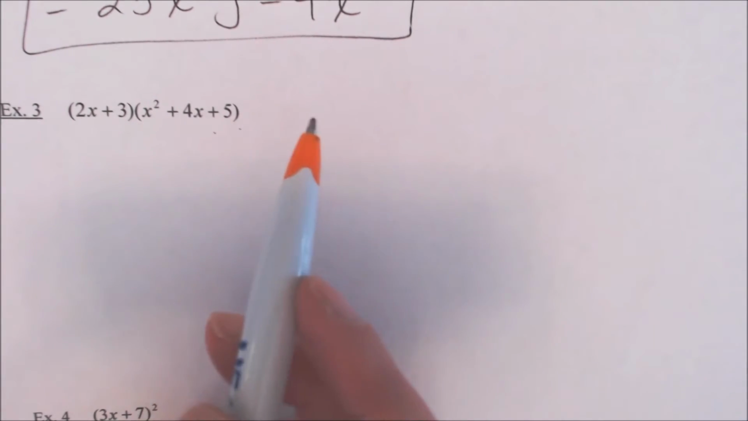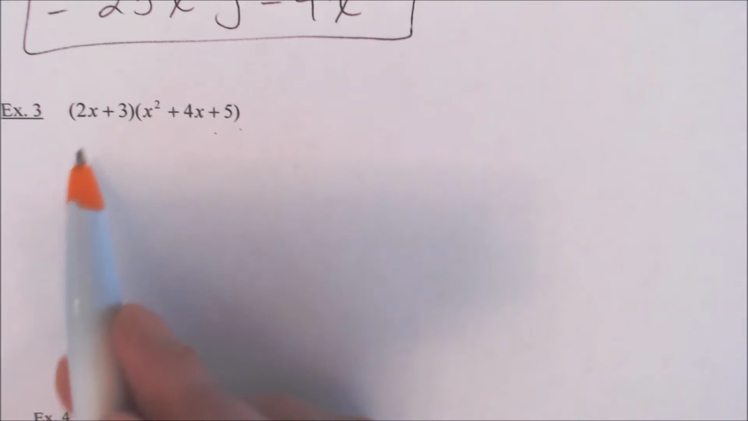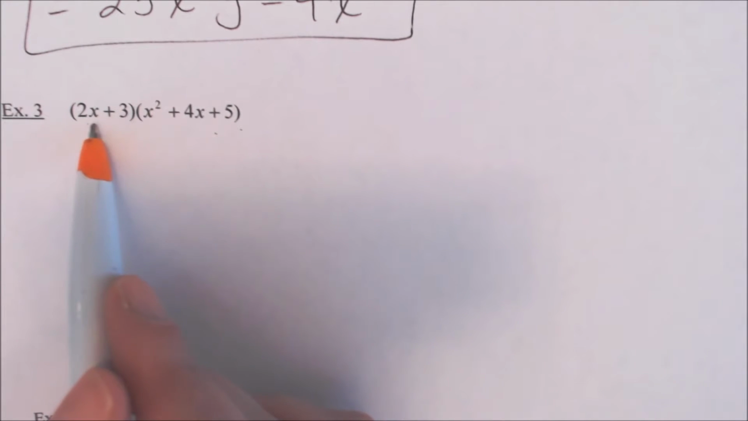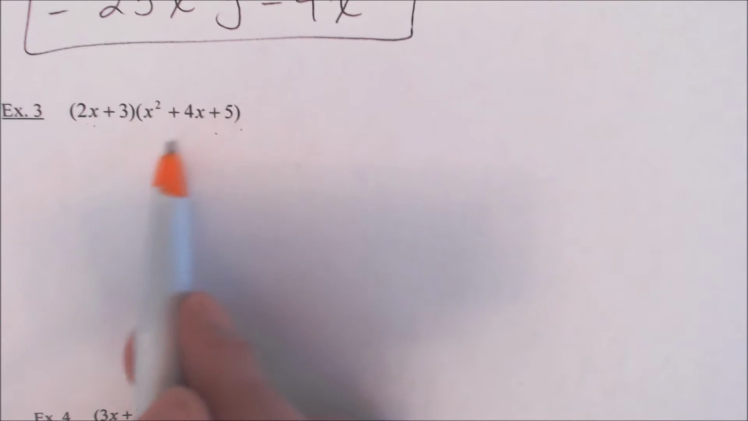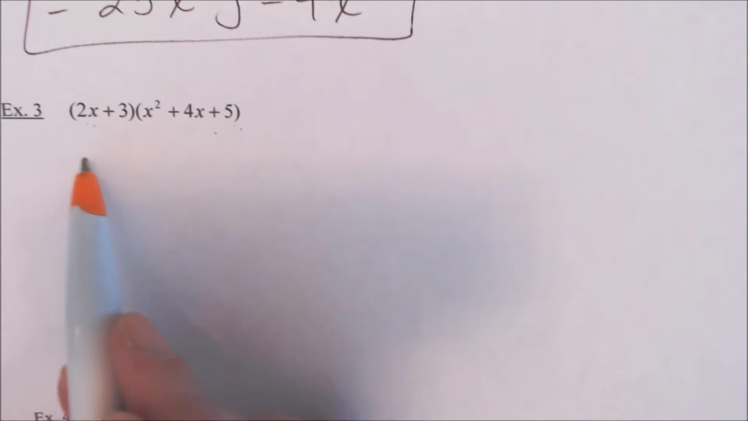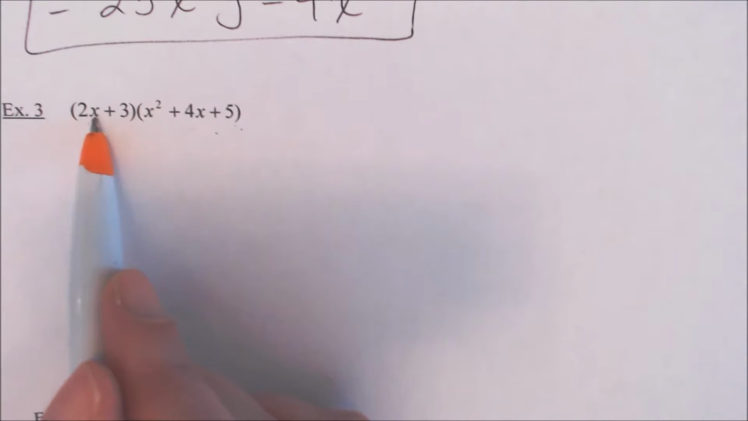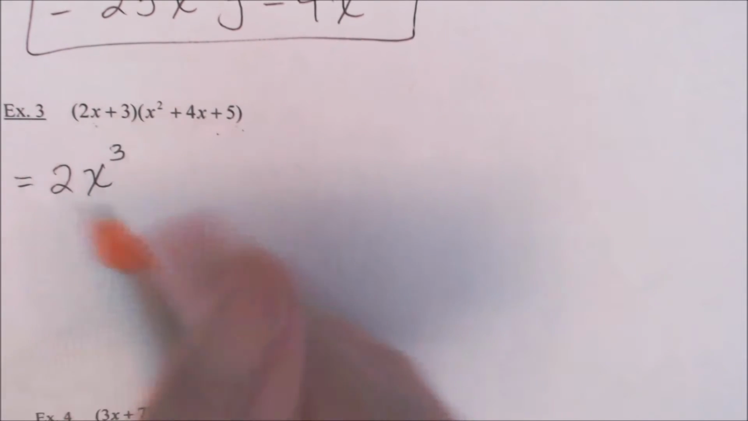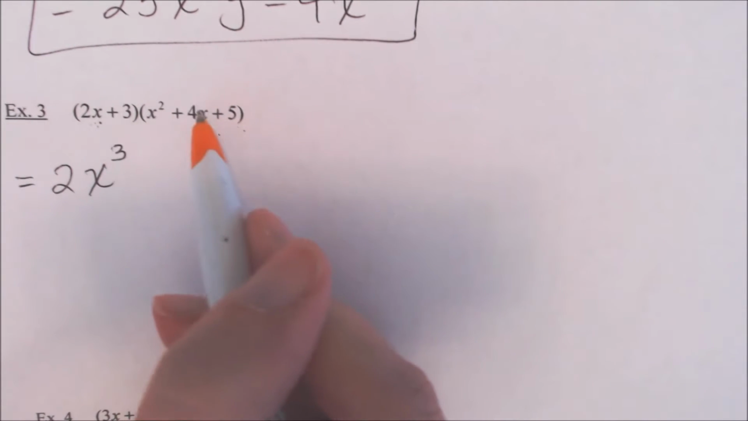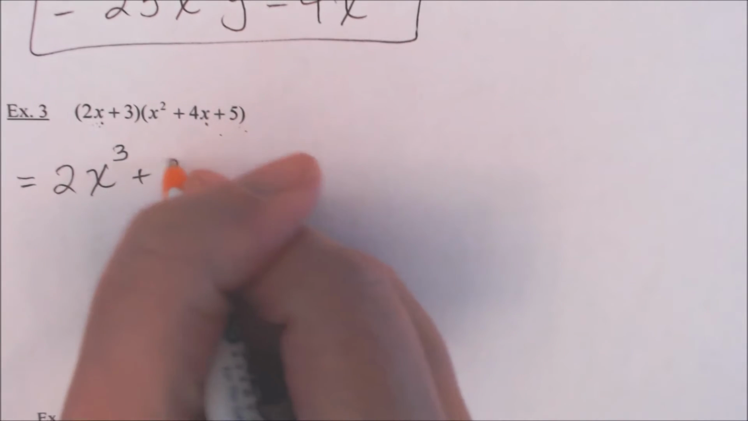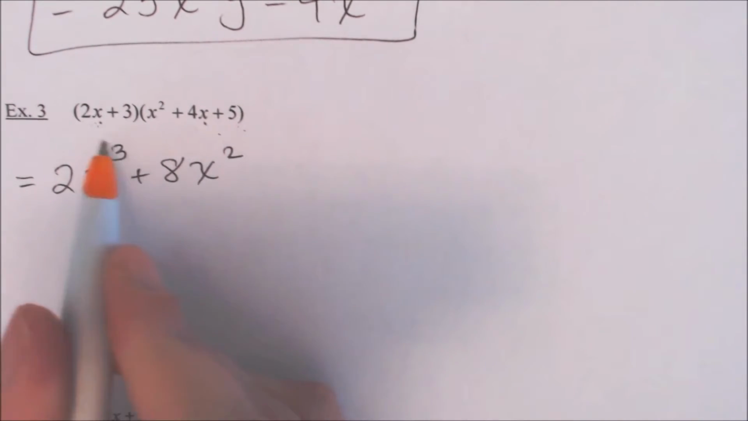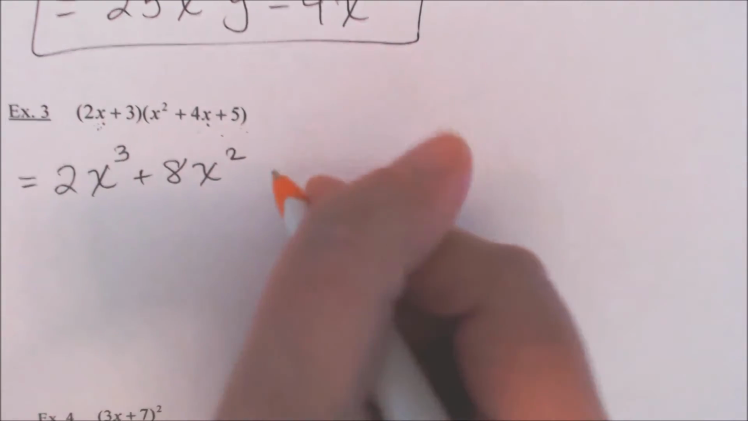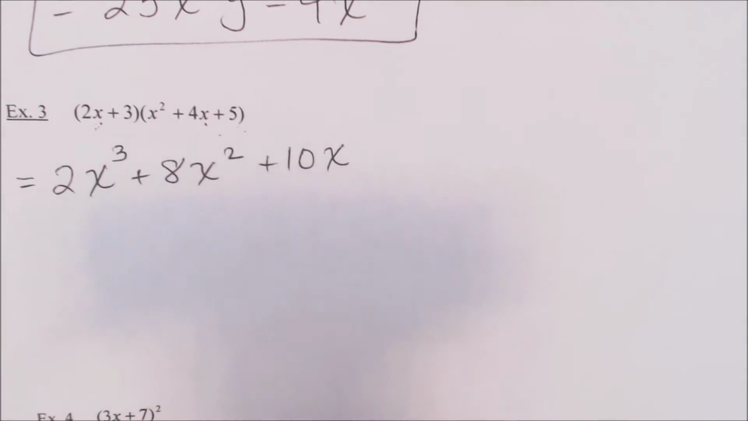We don't have an acronym like FOIL to help us remember what to do. Just make sure that everything in the first set of parentheses gets multiplied by everything in the second set of parentheses. So I'm going to start with the 2x. So we have 2x times x is 2x cubed. And then I'm going to multiply the 2x times the 4x, so that gives me 8x squared, and then 2x times 5, which gives me positive 10x.